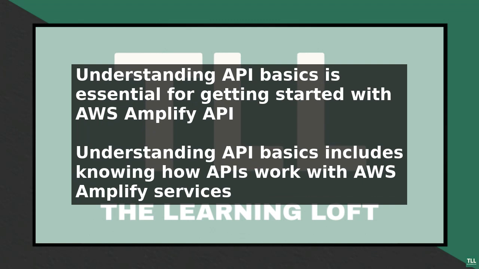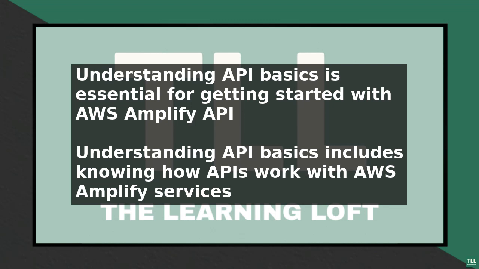Step 2. Creating an API. To create an API using AWS Amplify, you need to install the AWS Amplify CLI and initialize a new Amplify project. Once you have initialized the project, you can use the Amplify API command to create a new API. You can choose from a variety of API templates or start from scratch.